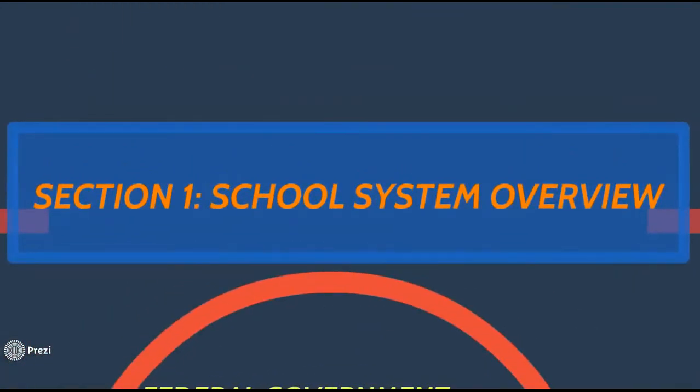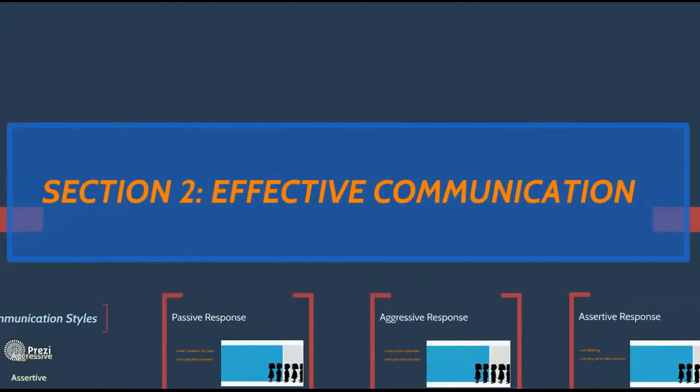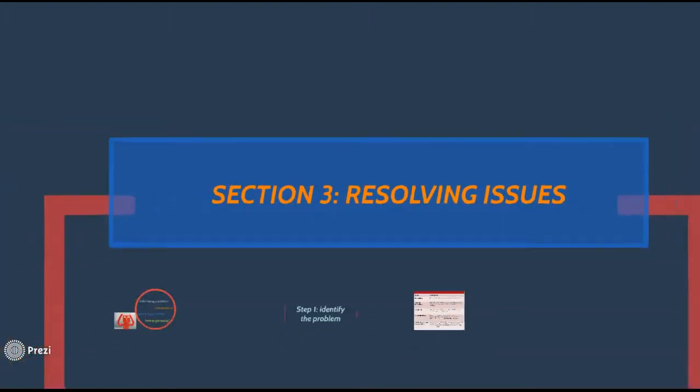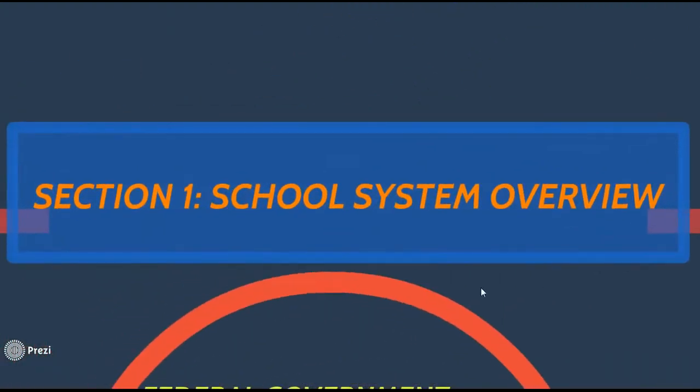In this video tutorial, Section 1 will provide an overview of the school system at the federal, state, and local level. Section 2 will teach you how to best get your message across when your child has an issue at school using different communication techniques. Section 3 breaks down different types of issues you or your child might have at school and shows you who you should talk to for each type of problem. So let's get started.